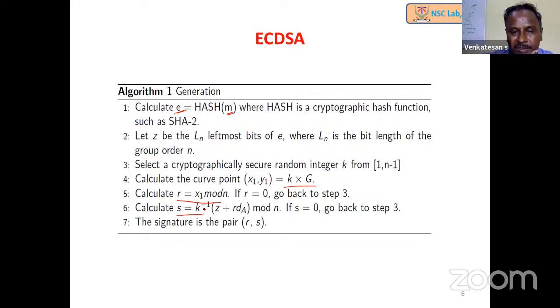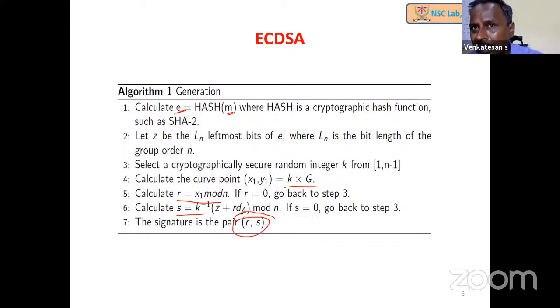S is k inverse. This is the secret, which is inverted, and it is multiplied with Z, which is the actual hashed message, plus the X coordinate and the private key we have already generated. If S is again 0, we go back. Otherwise, now this is the key.